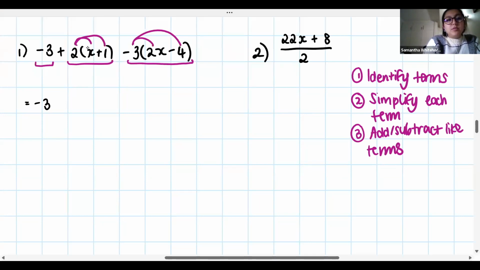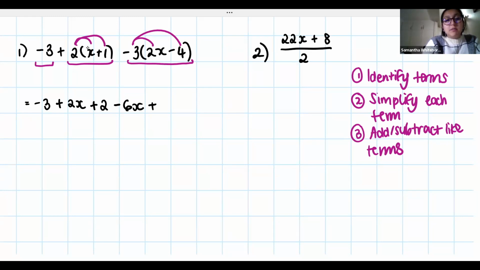For the second term, 2 times x, positive 2x, 2 times 1, 2. Third term, -3 times 2x. A negative times a positive is a negative, so -6x. -3 times -4. A negative times a negative is a positive 12. So that's step 2. We've simplified.